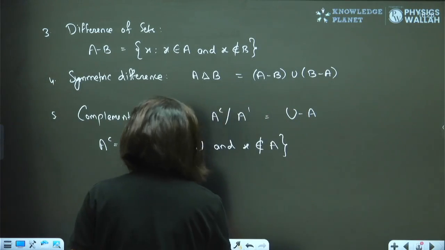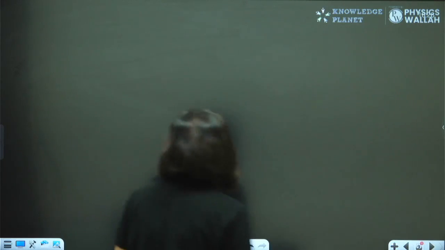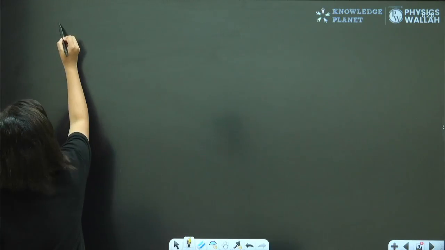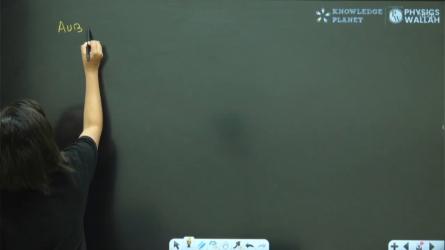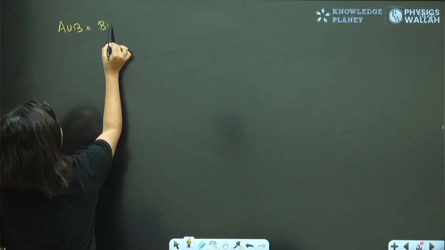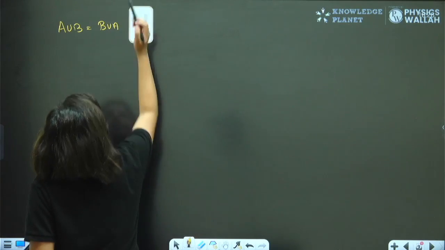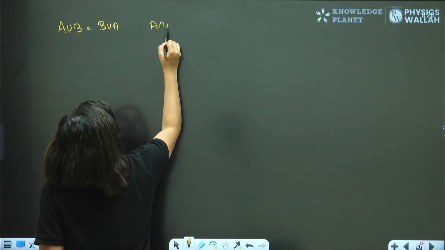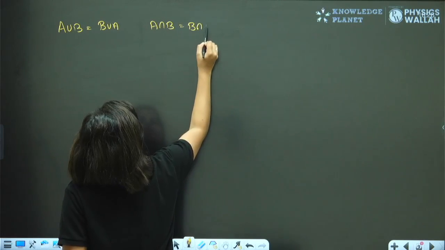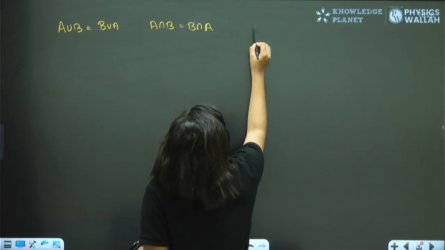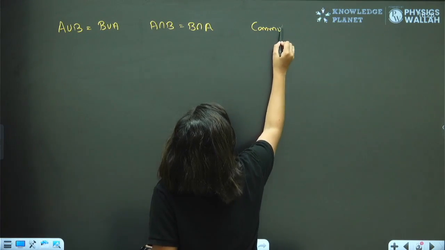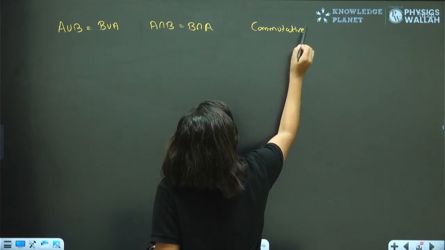Next, we'll continue with the property A union B is equal to B union A, and similarly A intersection B is same as B intersection A. So that means union and intersection follow the commutative property. They both follow the commutative property.